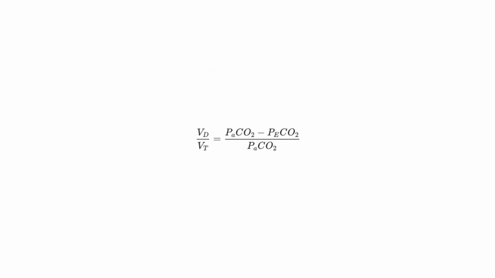This is the Bohr equation. Unfortunately, you need an ABG, but it's a ratio of dead space to tidal volume as a percentage of the arterial partial pressure of carbon dioxide. What it looks at is the gradient between the partial pressure of carbon dioxide in the artery versus the partial pressure of carbon dioxide in the expired air. And so if the carbon dioxide in your exhaled breath is much lower than the carbon dioxide in your blood, it means you are diluting your breath with fresh air that never touched blood, meaning you have high dead space.